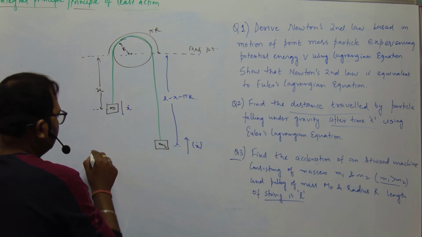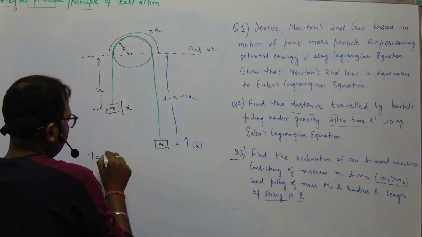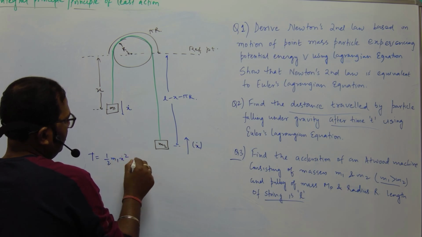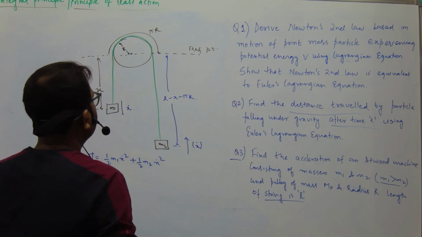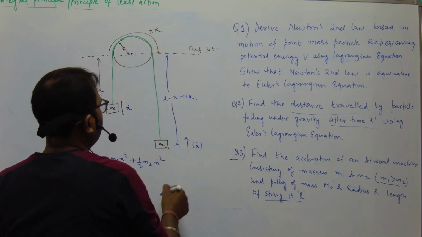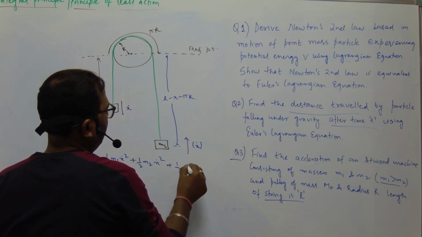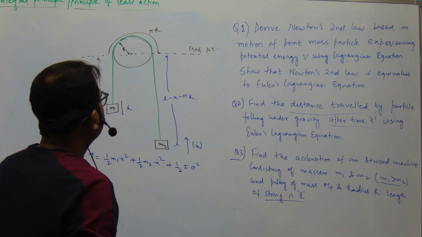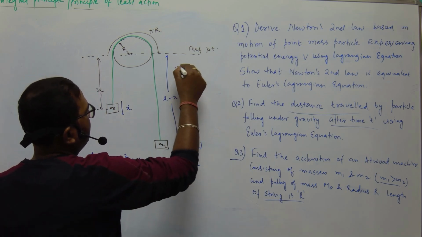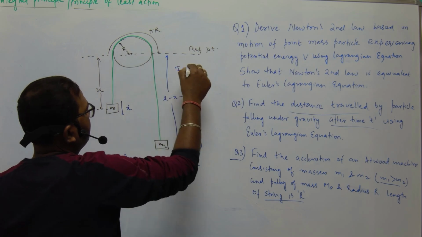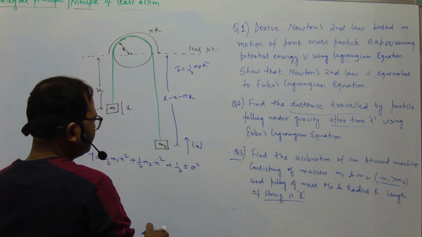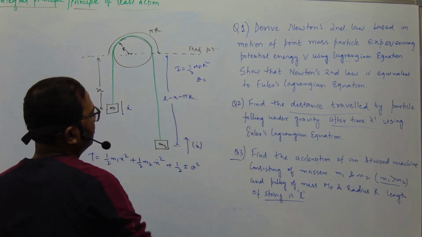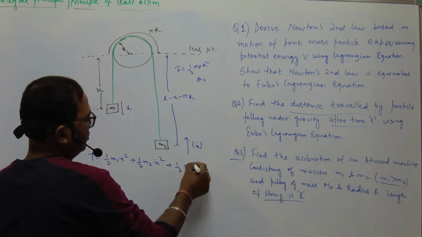We have the kinetic energy T as, let us take this of m1, so half m1 x dot square plus half m2 x dot square. We also have the rotational energy of this pulley, which is of radius r. So we have this as half I theta dot square. This is the rotational energy. I is equal to, this is a disk actually, half mp r square. Theta dot square, not omega square, theta dot square.